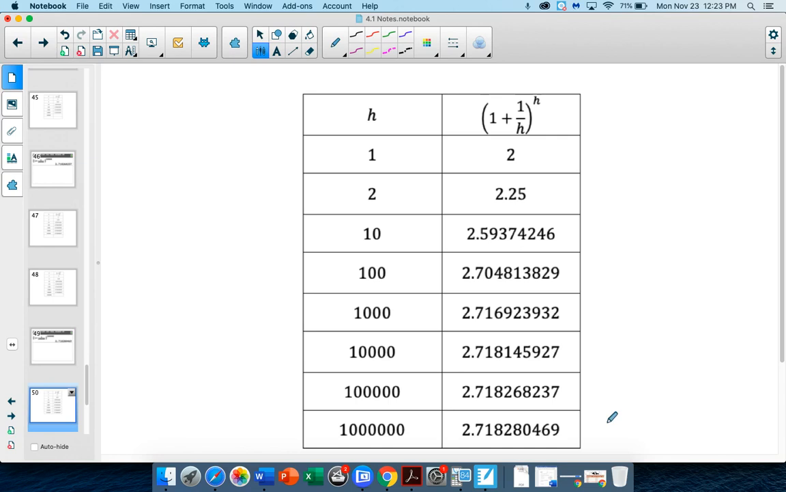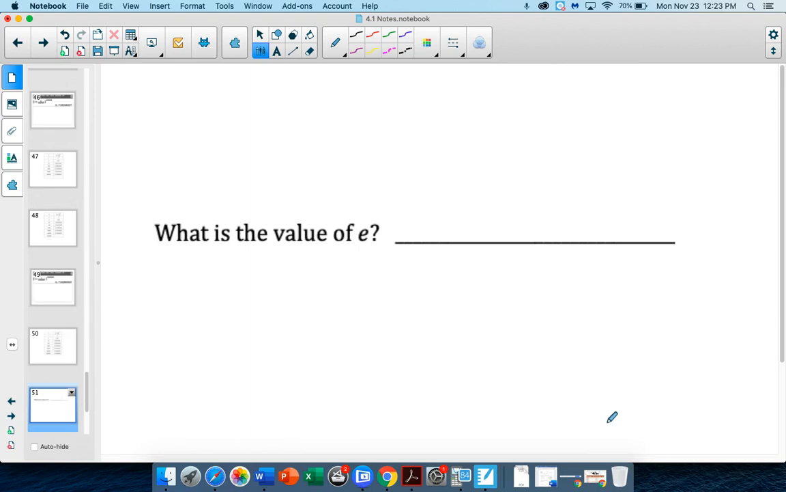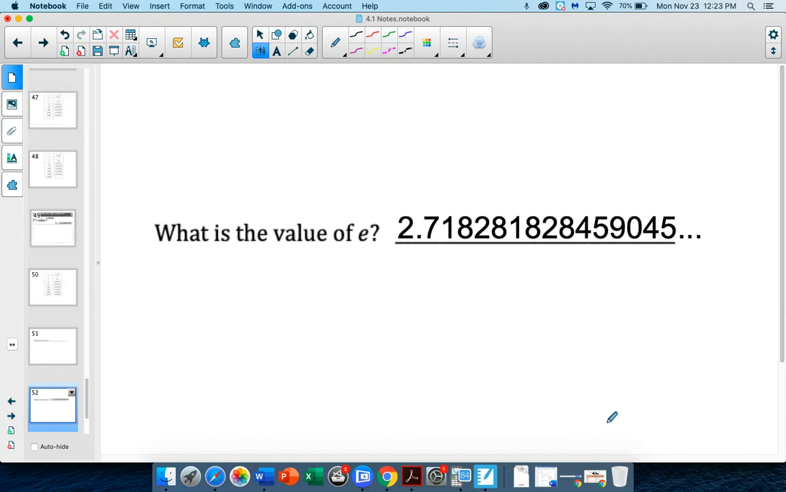What actually happens is this value here, this 1 plus 1 over h to the h power, approaches a finite value. That finite value is the number e, and it is an irrational number, just like pi. Here is the value of e to 15 decimal places: 2.718281828459045. It almost looks like it's going to start repeating here, but then it doesn't. It is an irrational number.